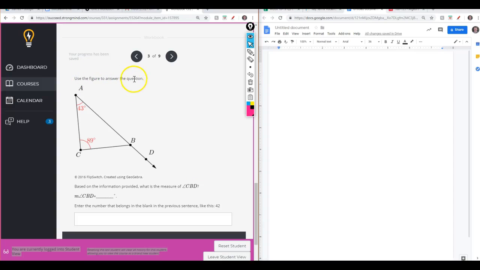Okay, use the figure to answer the question. Based on the information provided, what is the measure of angle CBD? Measure of angle CBD equals blank. Enter the number that belongs in the blank in the previous sentence. There's two ways you can go about doing this.